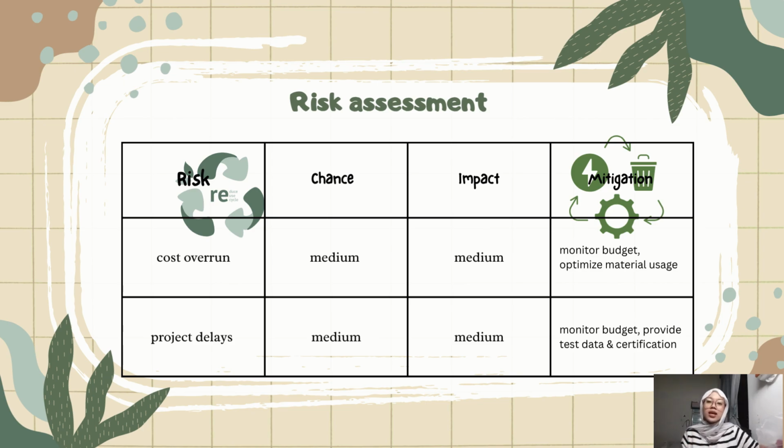The first risk is cost overrun, where production or processing costs may become higher than expected. This has a medium probability and medium impact because it may affect the overall project. To reduce this risk, we will carefully monitor the expenses, optimize resource utilization, and also prepare a contingency budget for unexpected costs.